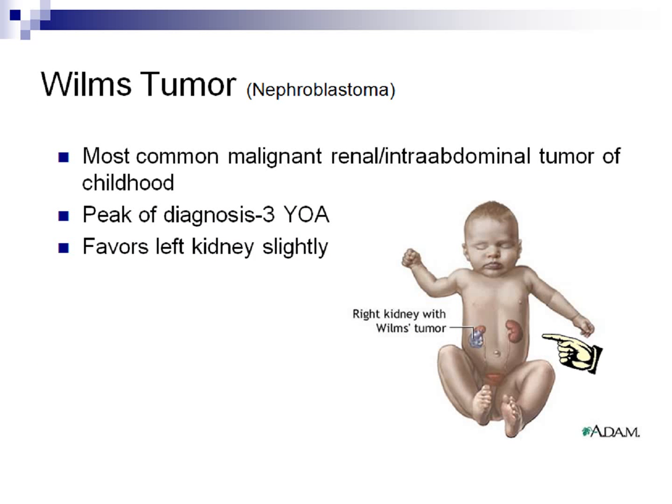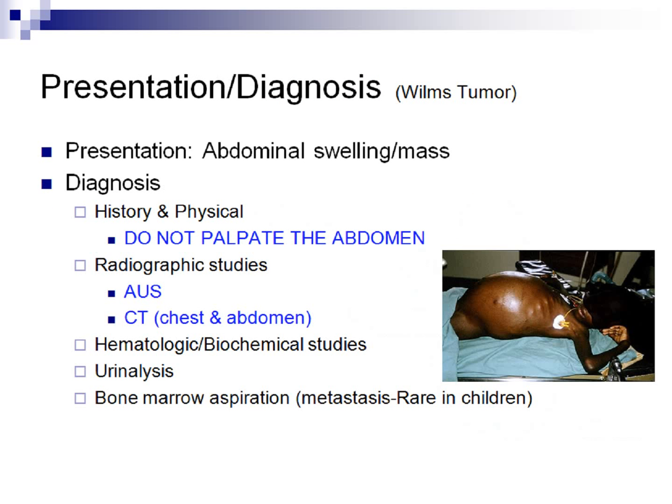Next, we're going to talk about Wilms tumor or nephroblastoma. It's the most common malignant intrarenal intra-abdominal tumor of children, and the peak diagnosis is about 6 years of age. Normally, these kids present with abdominal swelling and mass. It may be that they have intestinal obstruction and they realize a mass, so hopefully you would not see a patient who presented with this severe and acute of an abdomen.